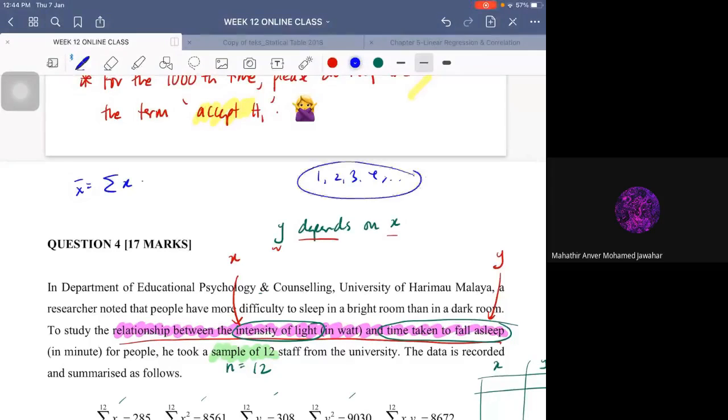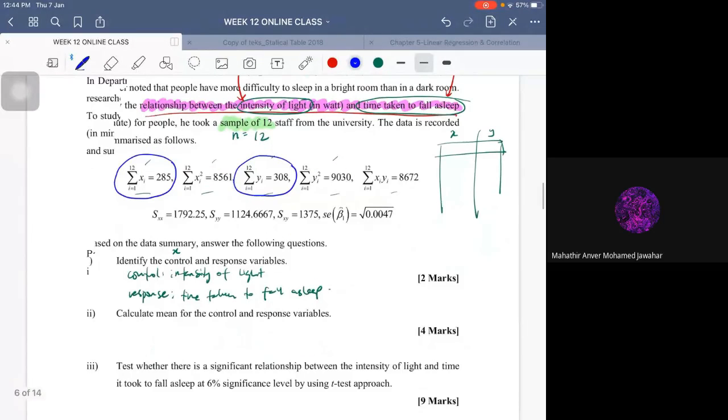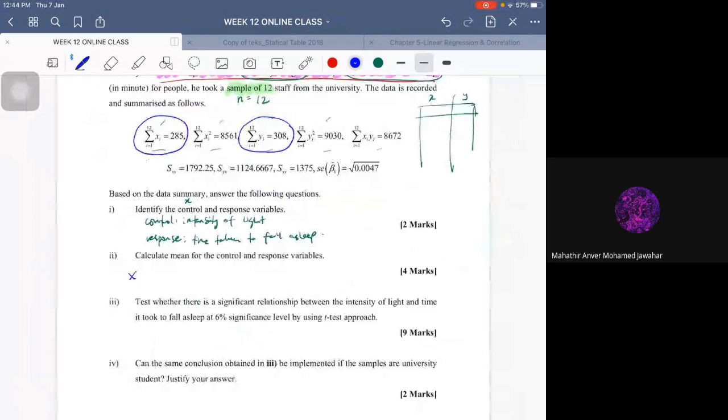In terms of symbol, we call that the summation of x. We sum up all the values, then divide by the sample size. That is what we're going to do over here as well, because we are already given the sum of x and the sum of y. Therefore, all we have to do is divide by 12. I'm going to calculate my x bar. Mean of x is going to equal 285 divided by 12, and my y bar is going to equal 308 divided by 12 as well.